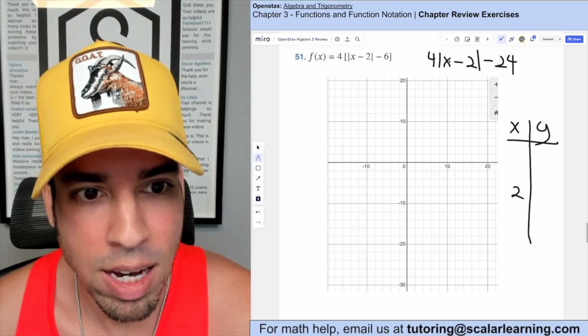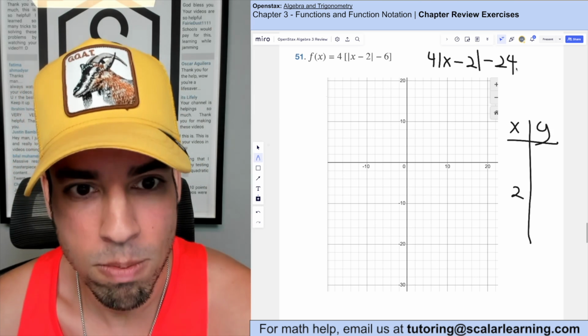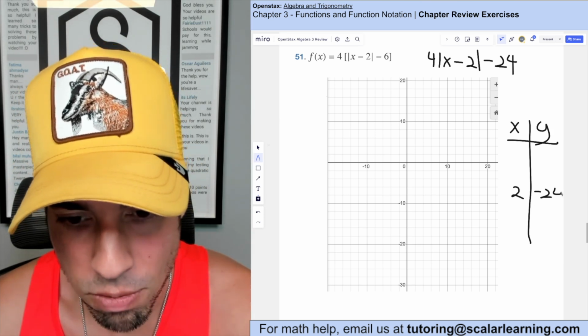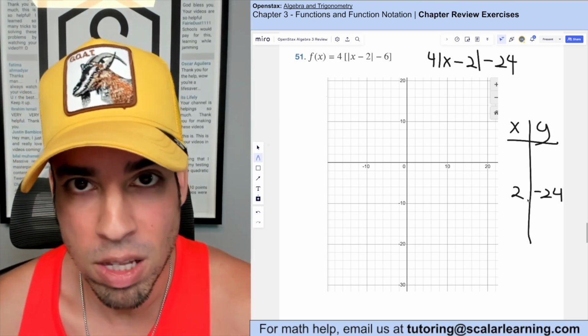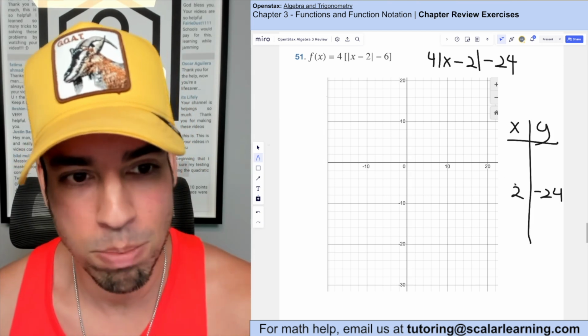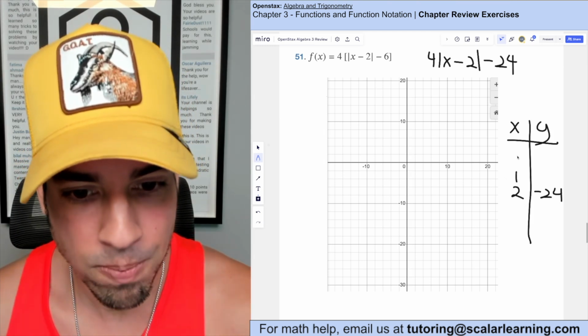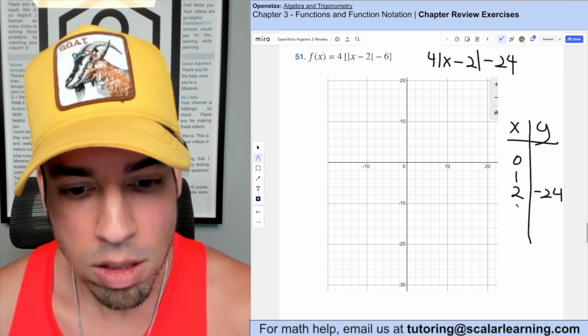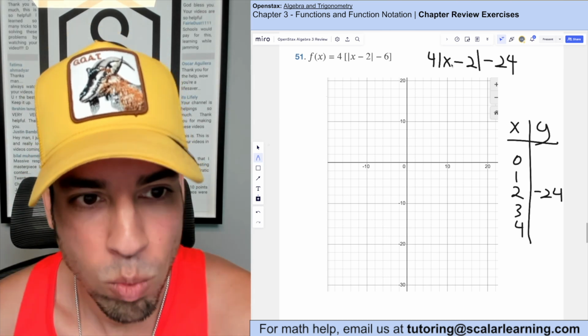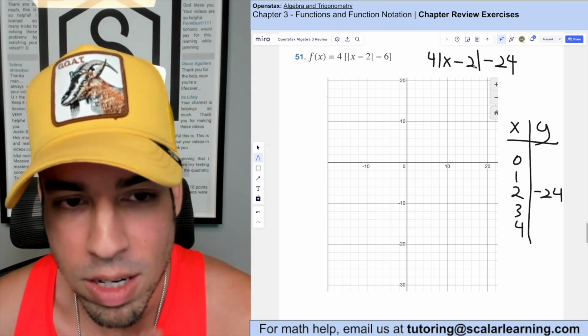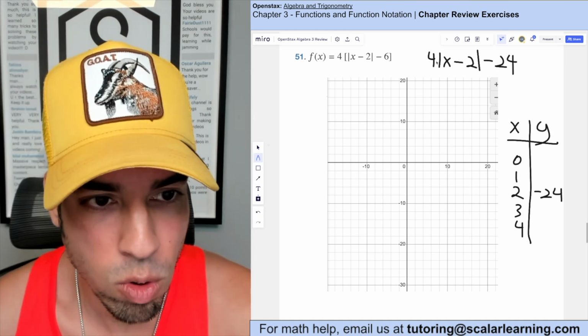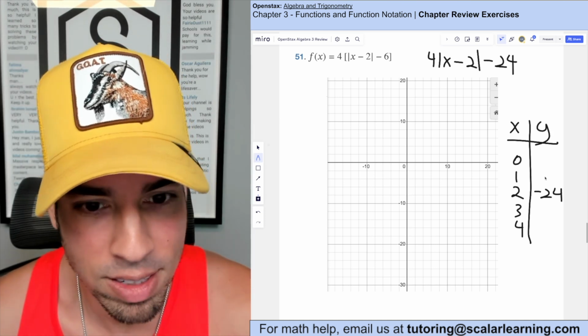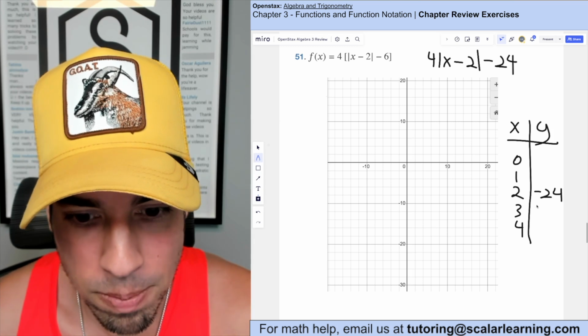When I plug that in, I get 0 times 4, which is 0, minus 24 is -24. Now for my other points to plug in, just to give this a nice fleshed out appearance, I'm also going to try 1 and 0, and I'm also going to try 3 and 4. So when I plug in 1, I get 1 minus 2, which is -1. Absolute value of that is 1 times 4 is 4, minus 24 is -20, okay?